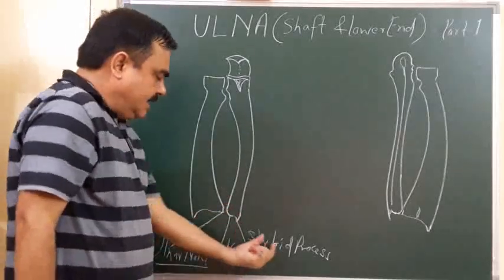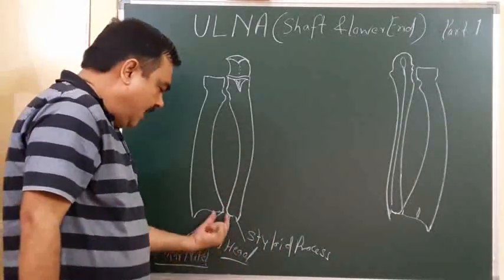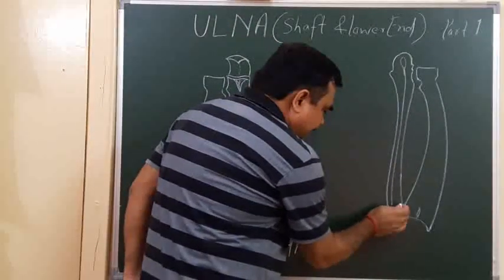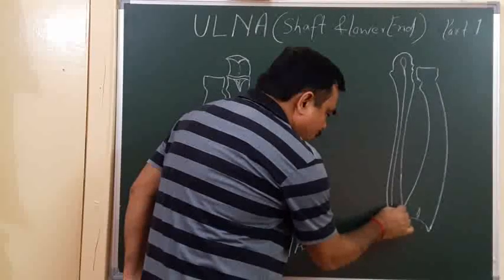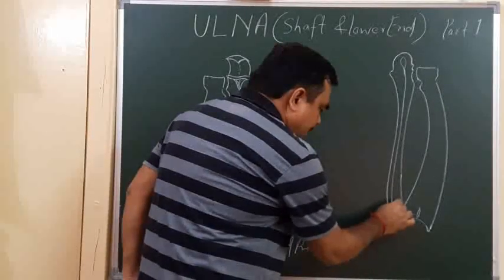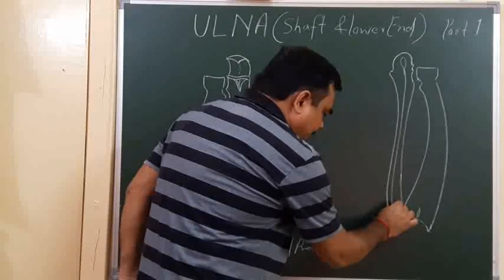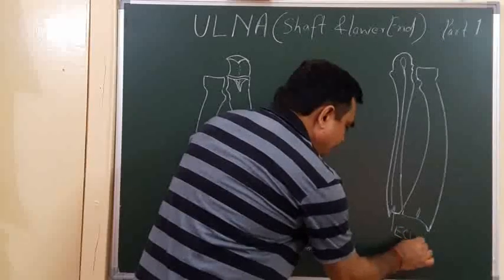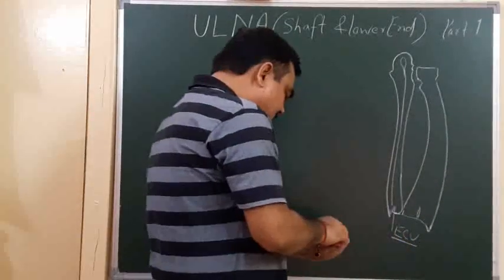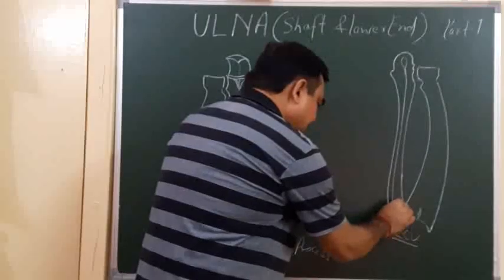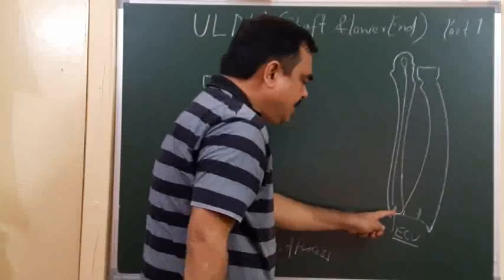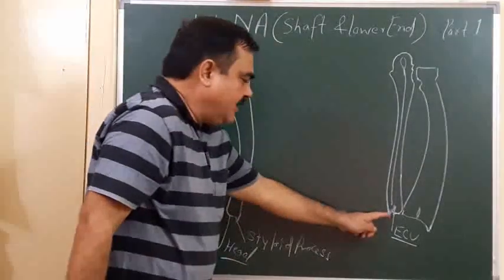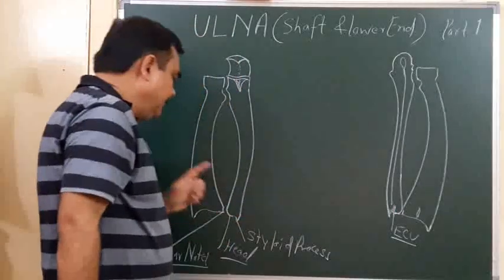So in the lower end there is a styloid process and the head of the ulna, and here you can see posteriorly there is a groove. This groove is for the tendon of the extensor carpi ulnaris. This is the posterior view. Here is the styloid process. This is the head.